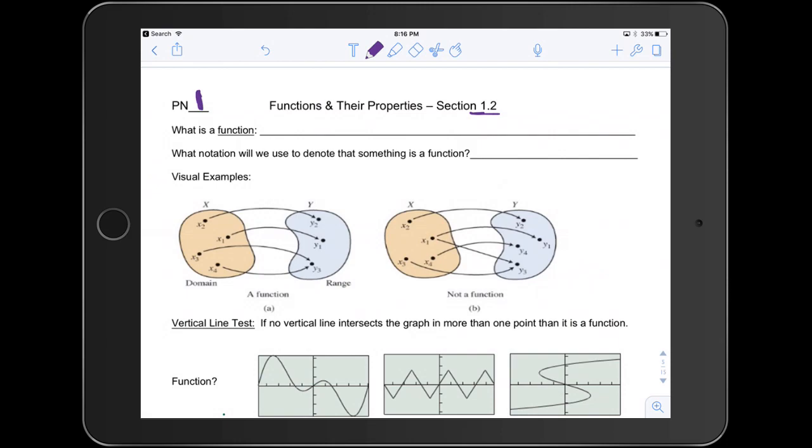Now, you guys have studied functions a lot. So this is going to be a quick review, but I think it needs to be said so that you're not coming in completely cold. So what is a function?